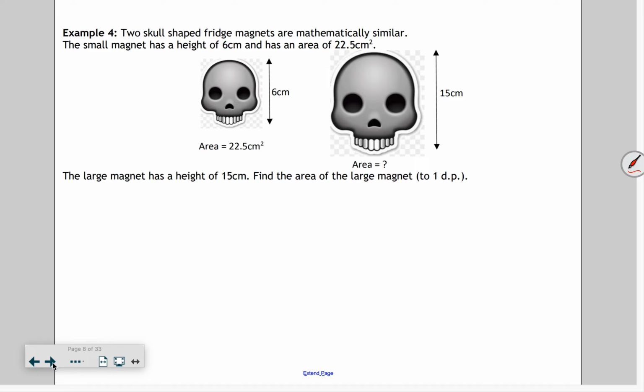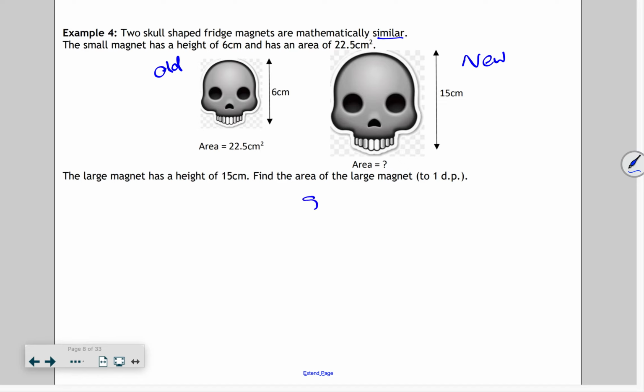Let's look at example 4. It says 2 skull-shaped fridge magnets are mathematically similar. So there's the clue. It's telling you this is what we do. We're dealing with similarity. The small magnet has a height of 6 centimeters and an area of 22.5 square centimeters. The large magnet has a height of 15 centimeters, and I want to find the area of the large magnet. Okay? So the thing we want is on the bigger shape. So this is the new shape, and this is the old shape.